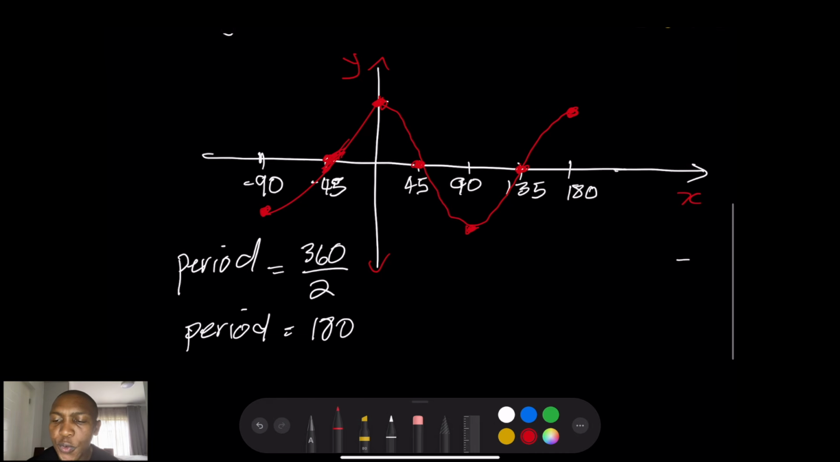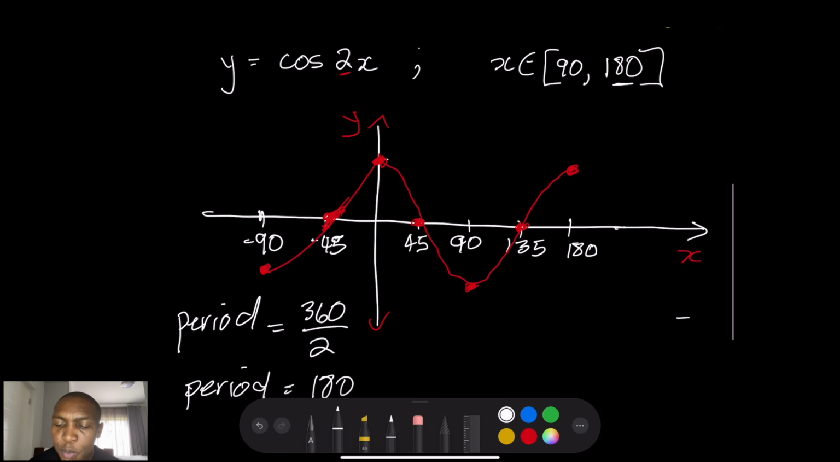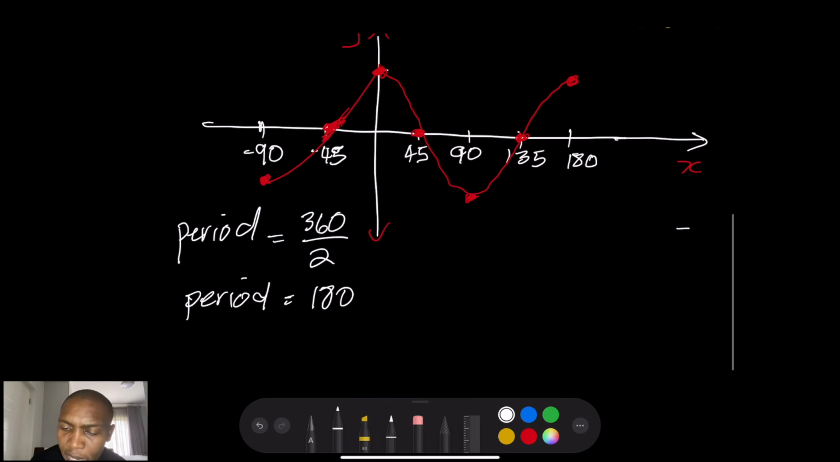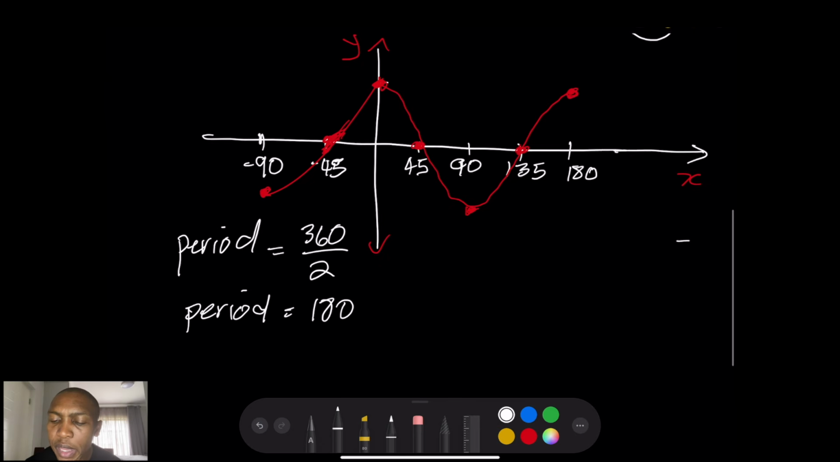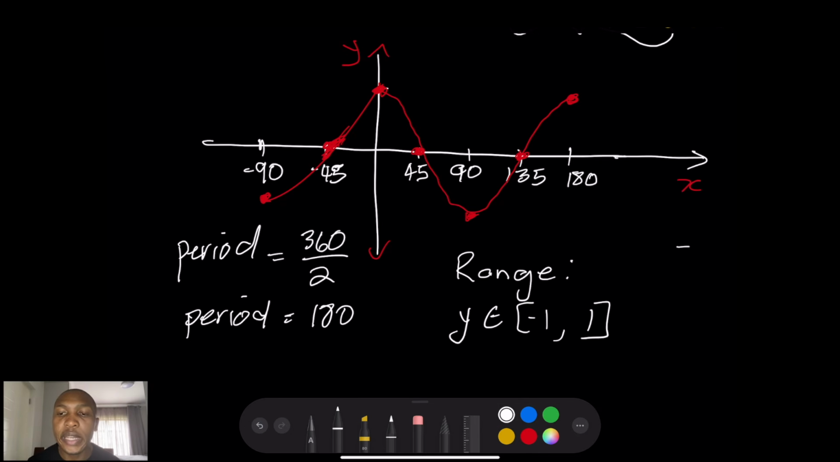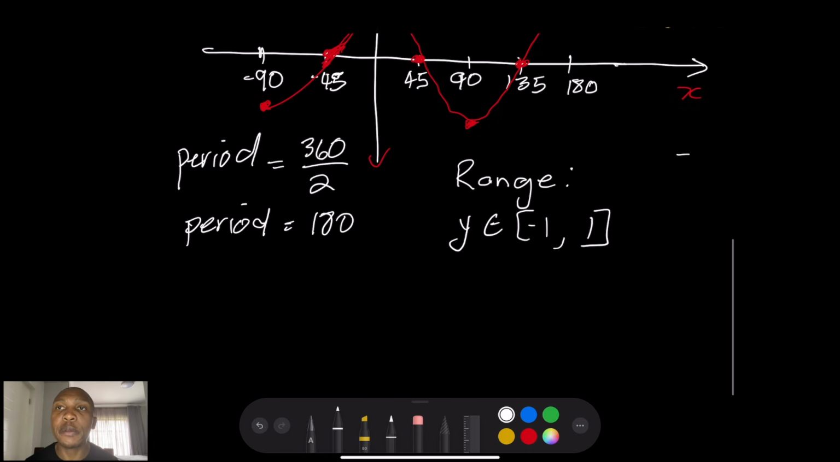Now of course, once again, what would be the amplitude of this graph? It would be 1. What would be the domain? Of course, we said the domain we always get from the restriction there, but the range in this case, once again, is between 1 and minus 1. So y would be an element of minus 1 to 1, and that is what our graph would look like. Hopefully that makes sense.